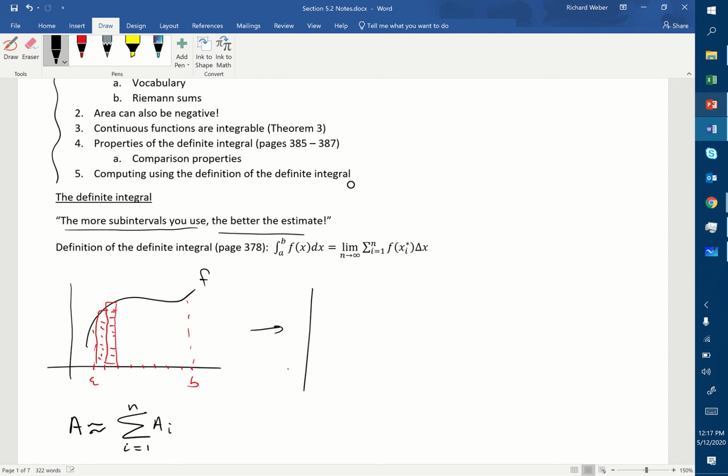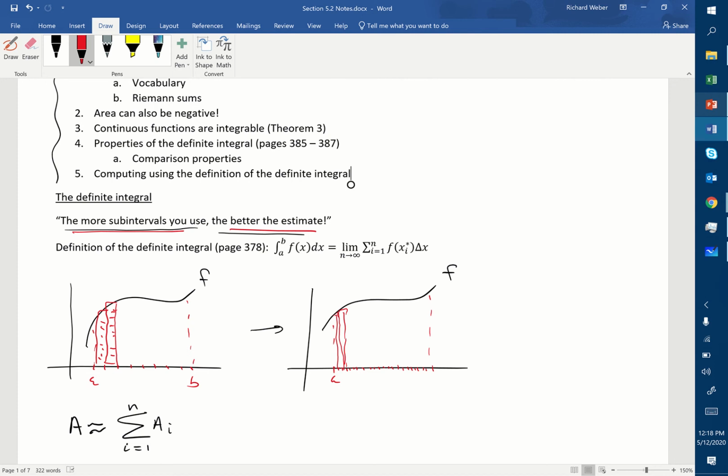That's true because you're making it a little more fine as you come up with your approximation. I should have made those wider, but now we're going to break it up into tiny little subintervals, smaller still, and each one is just really, really thin. That means correspondingly each one of their areas is closer to the actual area under the curve. So, the more subintervals you use, the better the estimate is the idea.